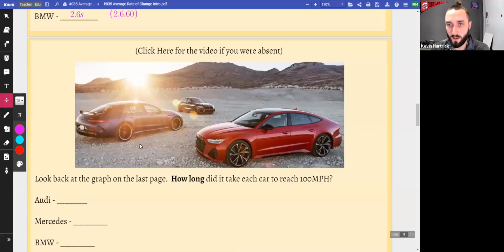All right, page 3, another great photo from the magazine. Just really cool to see these cars.